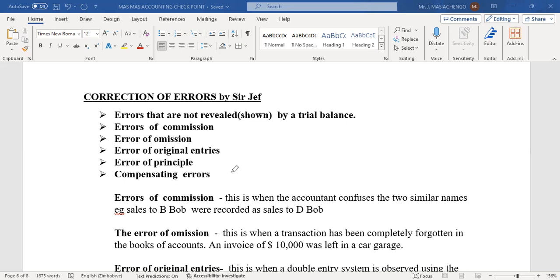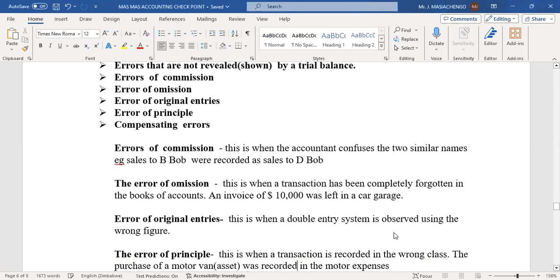Whenever you prepare a trial balance and you happen to have any of these mistakes, it means the trial balance will still balance. At the end of the day, the trial balance will still balance when you commit all these errors. All right. Let's get to a section where we cover which errors are revealed by the trial balance and which are not. But the question is, how do you describe each error? Let's get to the description of each error.